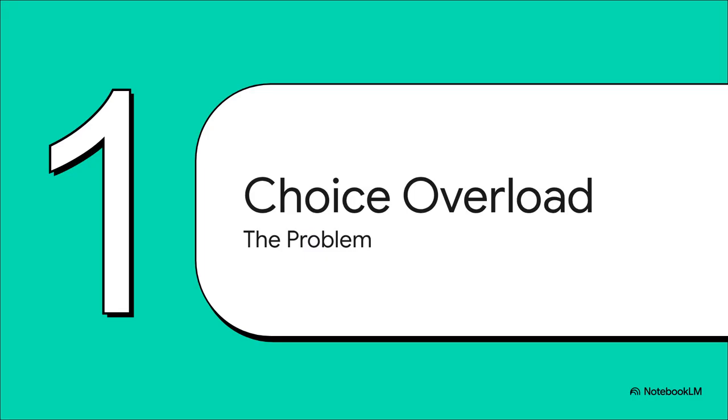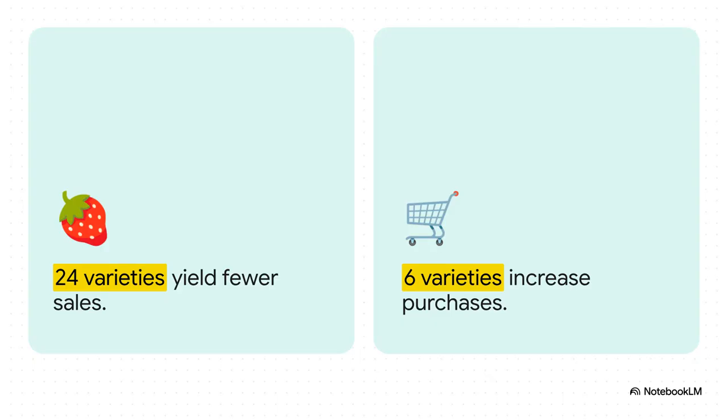Starting things off with Section 1, the choice overload problem, let's see exactly why leaders are constantly getting paralyzed by having way too many daily options. Now, the famous JAM study perfectly illustrates this. You've probably heard of it.